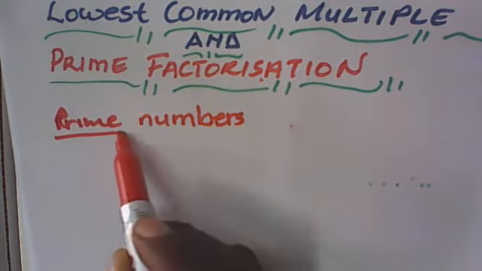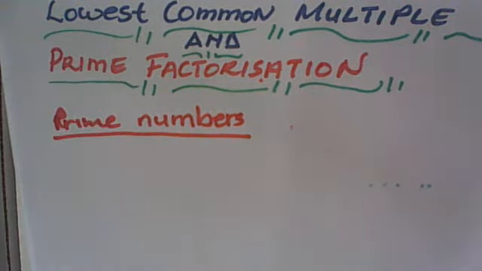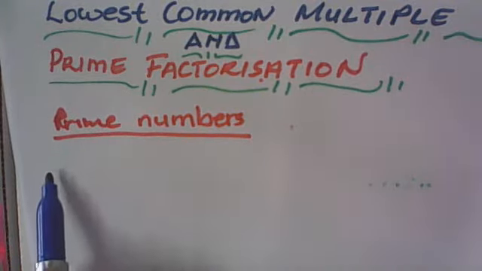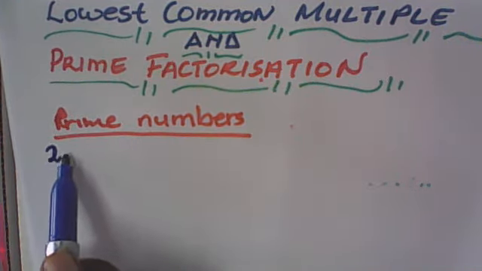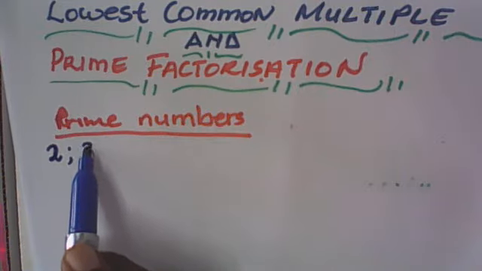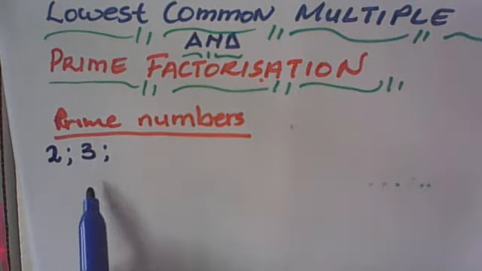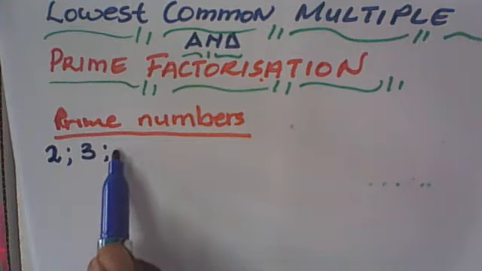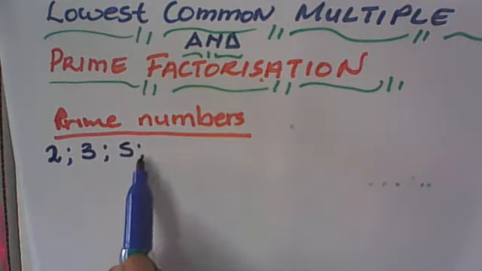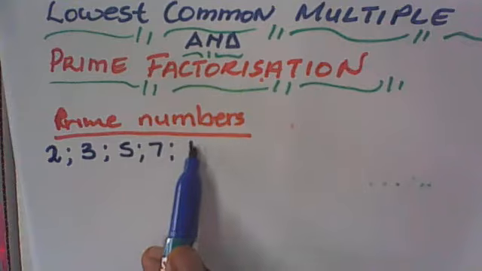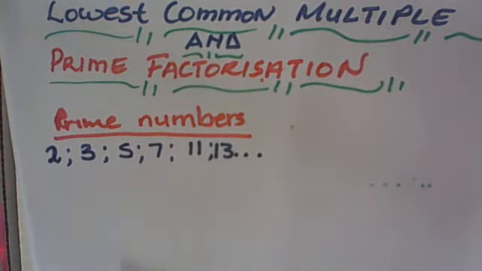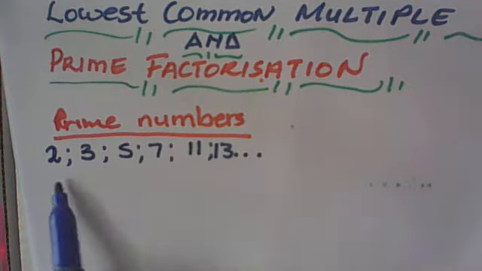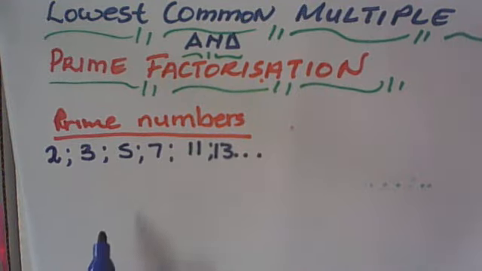An example: 1 is not a prime number, as I said in the previous video. Now the first prime is 2, then the second is 3, the third is 5, then 7, then 11, 13, and so forth. So these numbers are prime numbers.